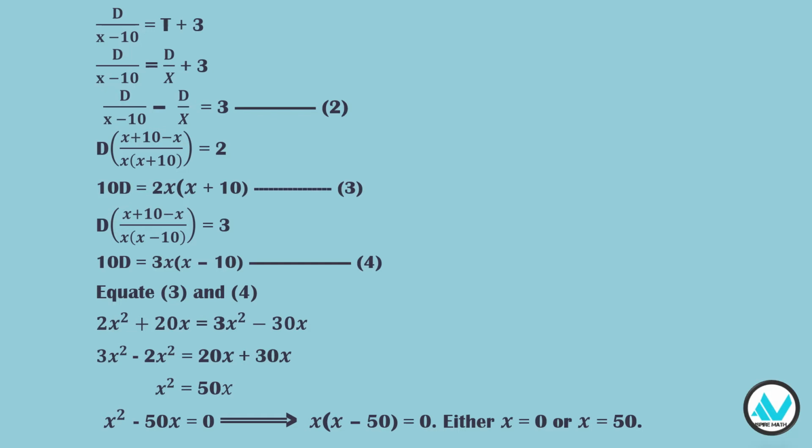Now let me bring the 3x square this side. So 3x square minus 2x square equal to 20x plus 30x, which means when I subtract I get x square equal to 50x. Now let me take the 50x to the other side. So I get x square minus 50x equal to 0. Now x is common here, so let me take x outside. So I'll have x into x minus 50, which means either x must be equal to 0 or x must be equal to 50.